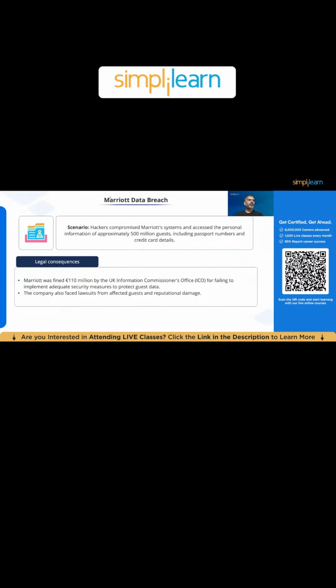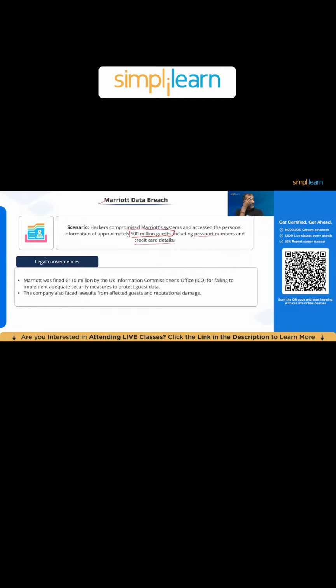The second one is the Marriott. So we all know about Marriott hotel series and all, guys. So this was not intended, but some hacker compromised the Marriott system and accessed the personal information of approximately 5 million guests, including their passport numbers, credit card details, and all these things. So this is like the biggest personal data breach, I would say.